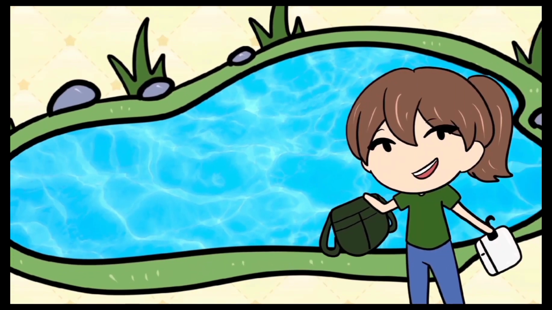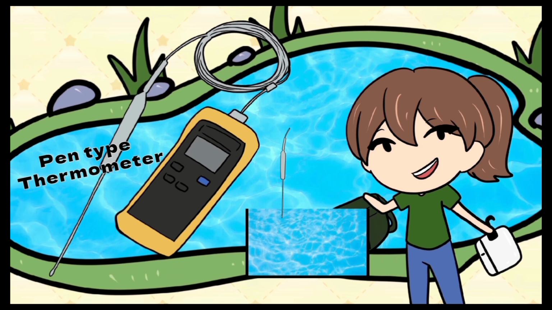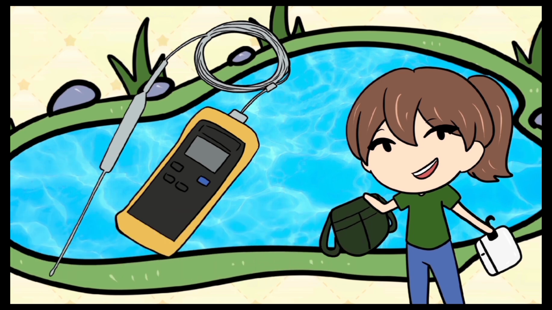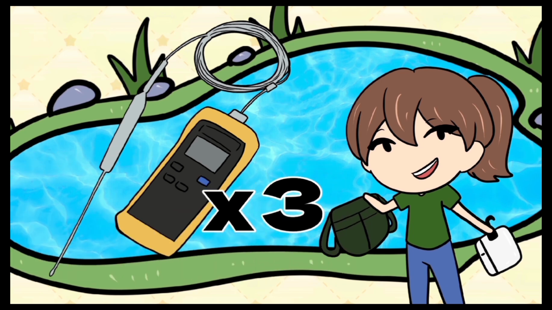Water temperature affects the health and productivity of aquatic ecosystems. Let us measure the water temperature using a pen-type thermometer by submerging the probe in the water and waiting for it to stabilize for about 1 minute. Remove the instrument from the water body, record the result, and repeat the process 3 times to ensure accuracy.